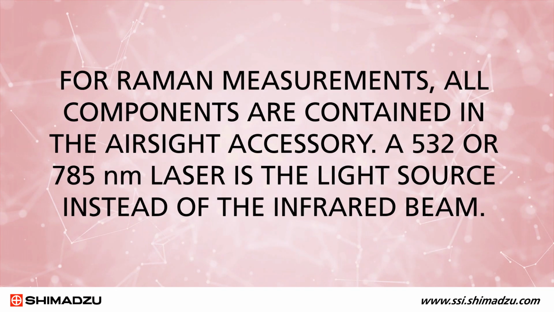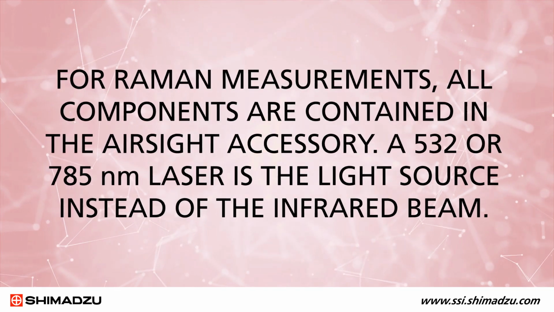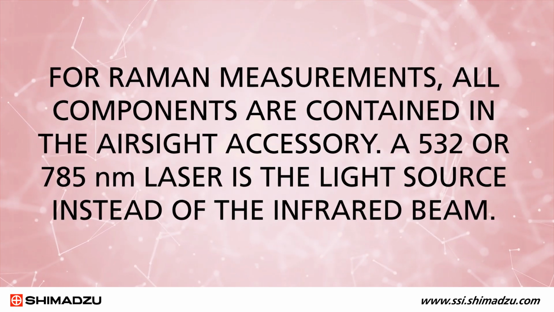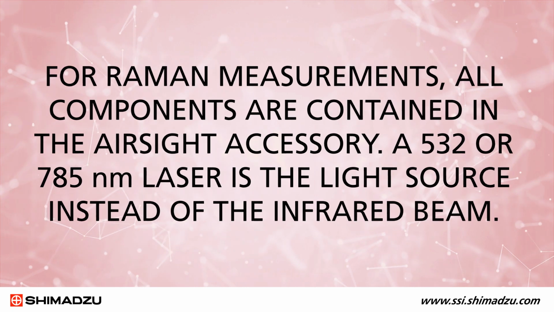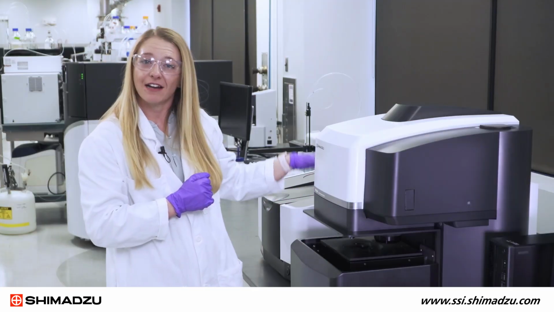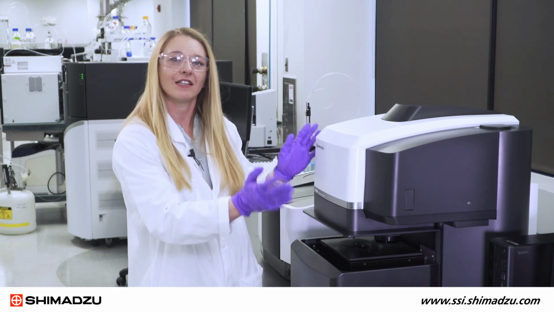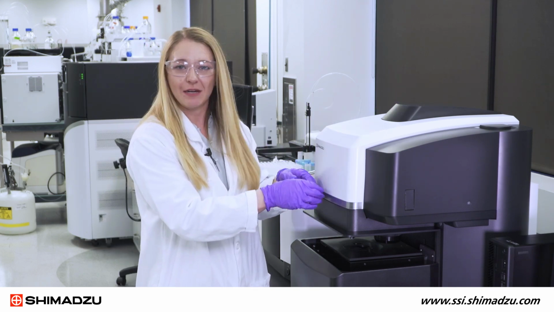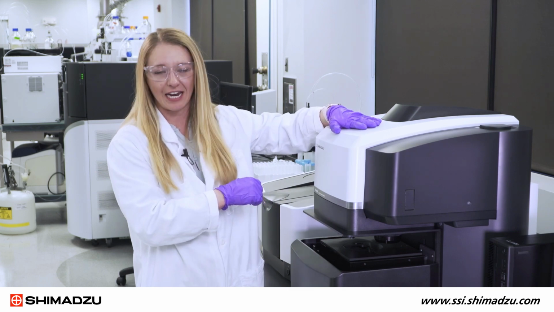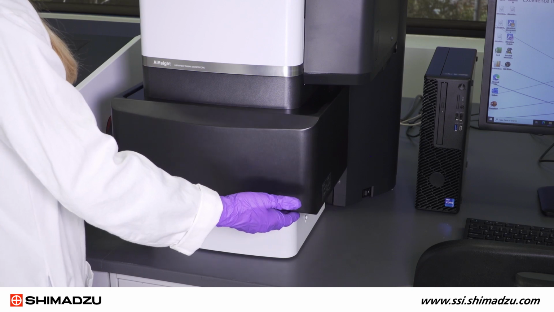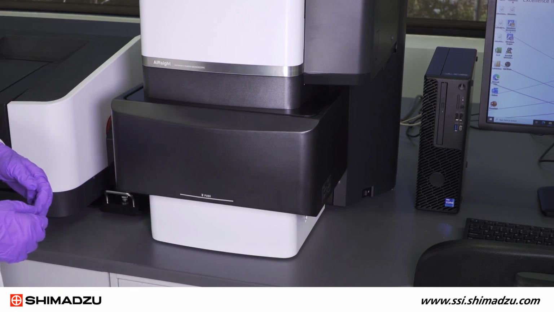For Raman measurements, all components are contained inside the AIRsight accessory. A 532 nanometer laser or 785 nanometer laser is the light source instead of the infrared beam. The lasers are housed above the sample. The incident laser light is directed down to the sample, and the scattered light is collected above the sample with the same objectives and measured at the CCD camera up here too. For laser safety, the black shield raises up to cover any scattered radiation to protect the user.